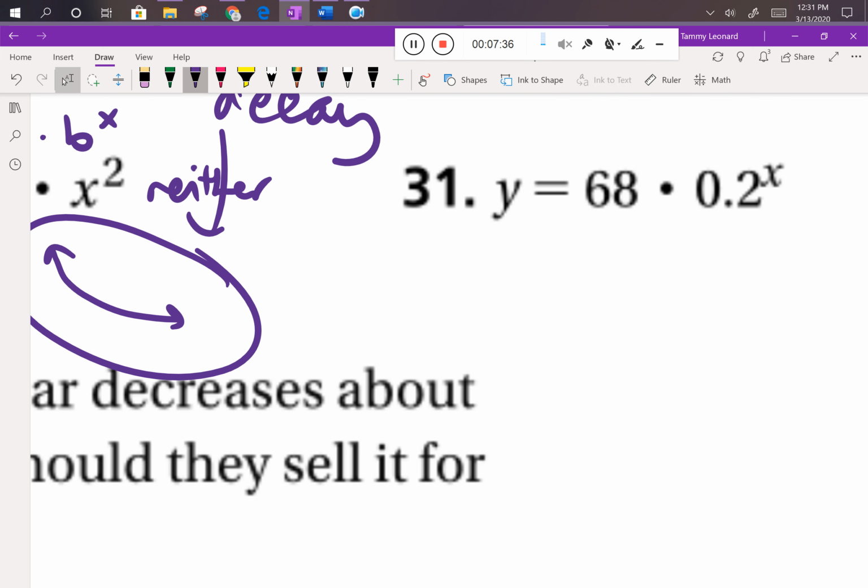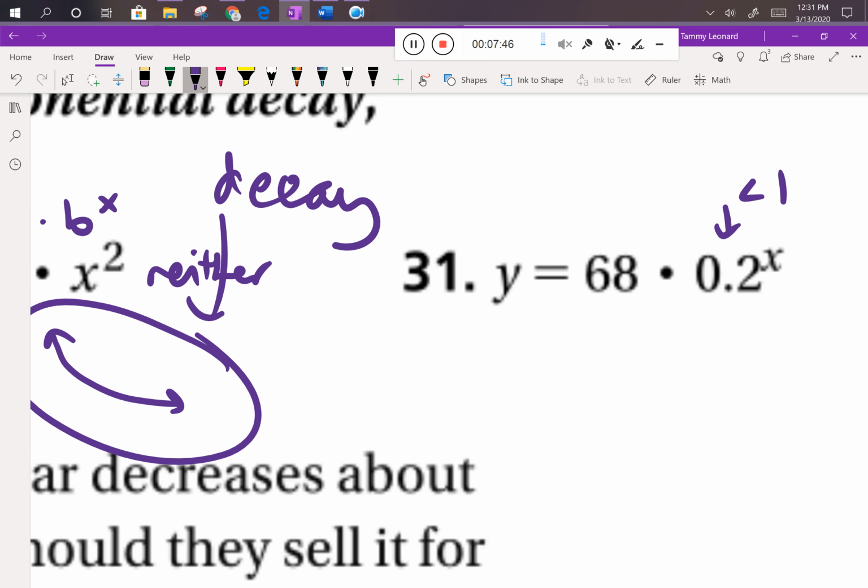What about this one? What's the b value? 0.2. Is that bigger or smaller than 1? That's smaller than 1. So what kind of problem is this? Decay. So that's how we do that. Everybody's good? Yes? All right.